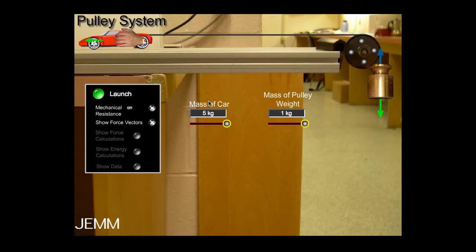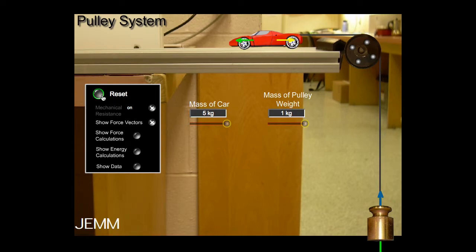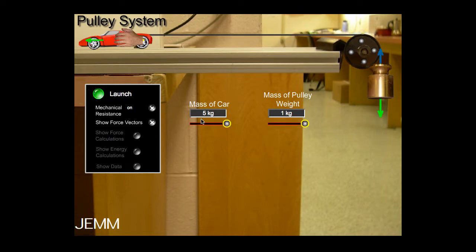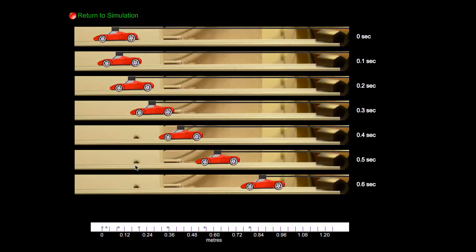And so let's press the launch button and see what happens. Notice the car moves towards the right. From this data, we can clearly see that the car is accelerating. Notice that the gap from picture to picture is steadily increasing as the car accelerates. If we reduce the mass of the car, the acceleration will be even greater. And you can see that here. So clearly these systems accelerate based on what you just saw.